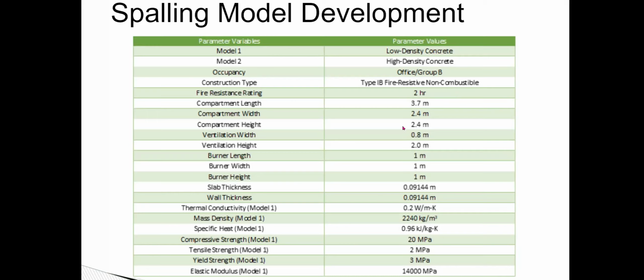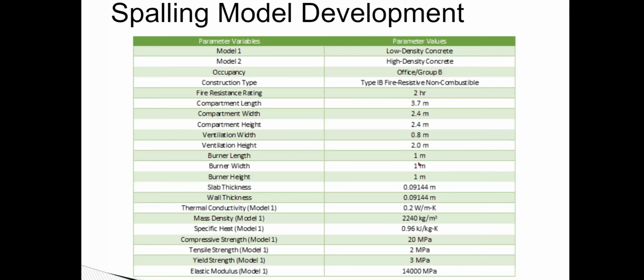For the size of the compartment, this is from 286. For the ventilation, you're going to see this in a bit, I just used one door ventilation, and then the burner size. For slab and wall thicknesses, I used the minimum. From those references, if you wanted a 2-hour resistance minimum, obviously in the field this is going to be larger, but the slab and the wall may be about 3.6 inches.